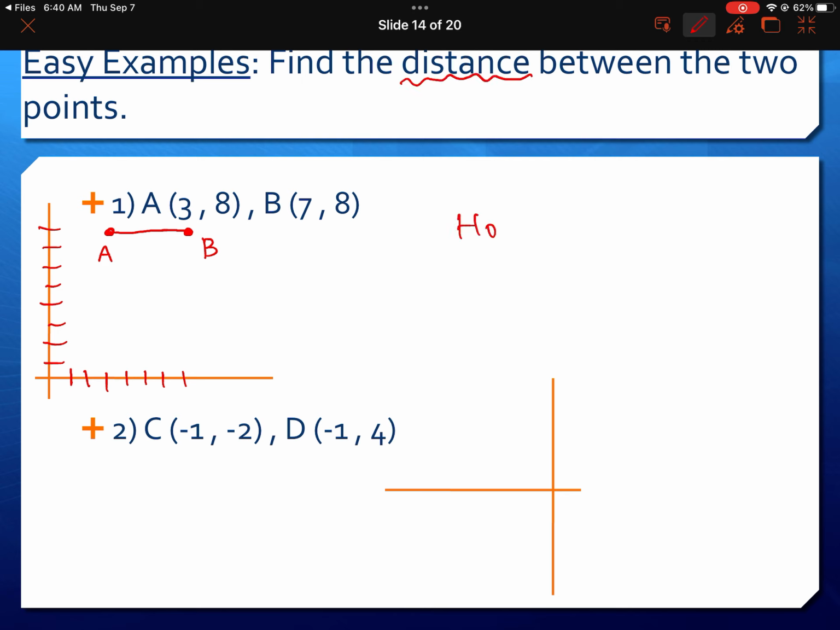Now, this is still a horizontal segment. It's important to note that the y values are the same. That's what makes it horizontal. How far is it from A to B? Okay, well notice how A is 3 units to the right of the origin and B is 7 units to the right of the origin. And they're both 8 units above the origin.